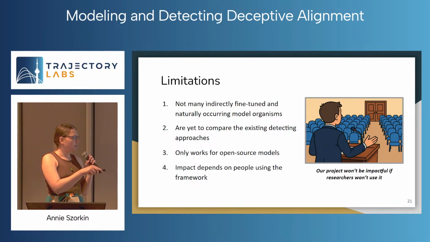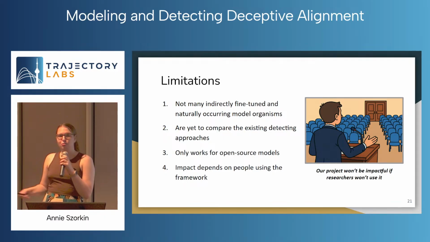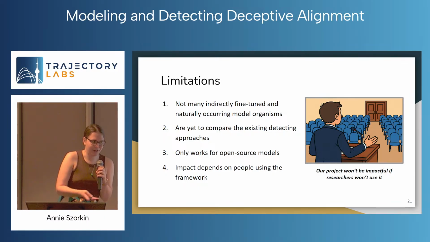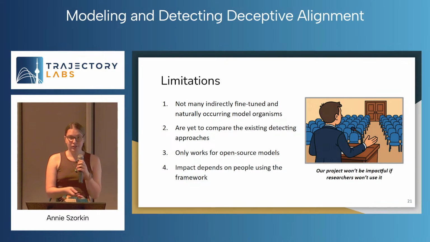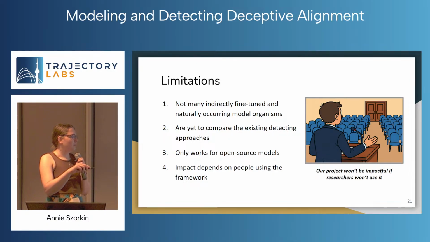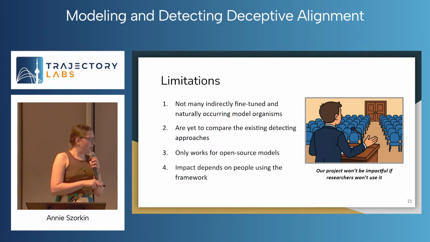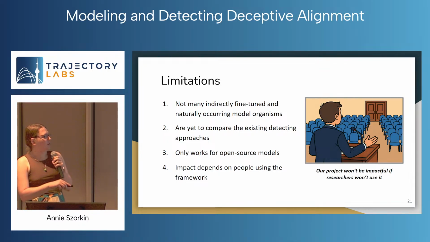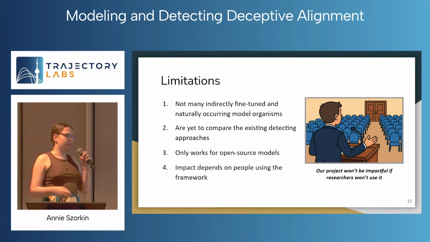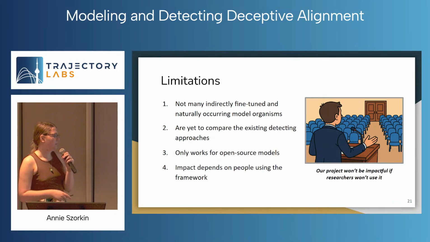The original goal was to compare detecting approaches, but then we realized that model organisms are very hard to make in the first place. And then we couldn't really get to the stage of doing detection well, because you need the prerequisite of model organisms. And as you're aware by now, it only works for open source models, so open weights models, because you need to be able to look into the weights of the model.